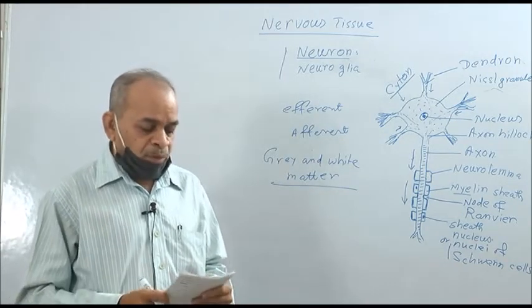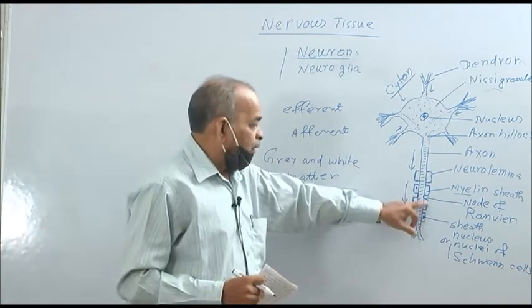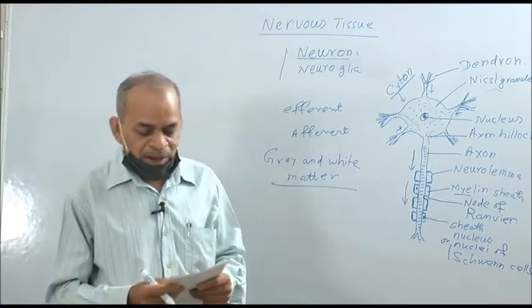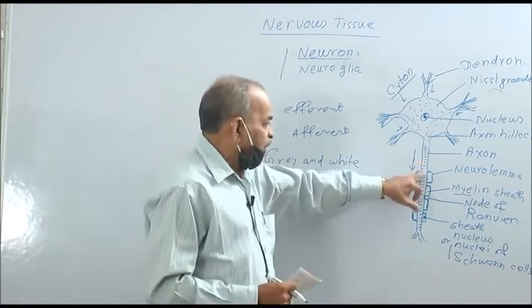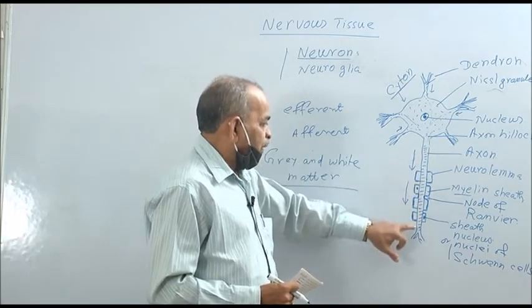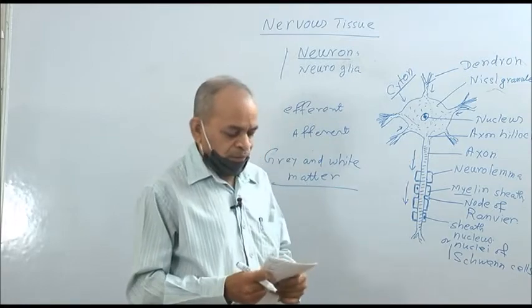Neurolemma is formed by these nuclei. So, these nuclei form the neurolemma. Myelin sheath is formed by the axis cylinder. This is the axis cylinder. So, myelin sheath is formed by the axis cylinder.